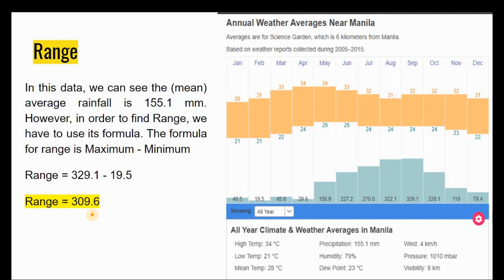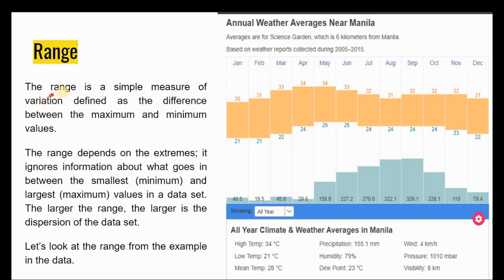So, all of these things would give you a better or clearer picture of the data that you're trying to look at. So the range is a simple measure of variation defined as the difference between the maximum and minimum. And then again, the larger the range, the larger is the dispersion of the data set.